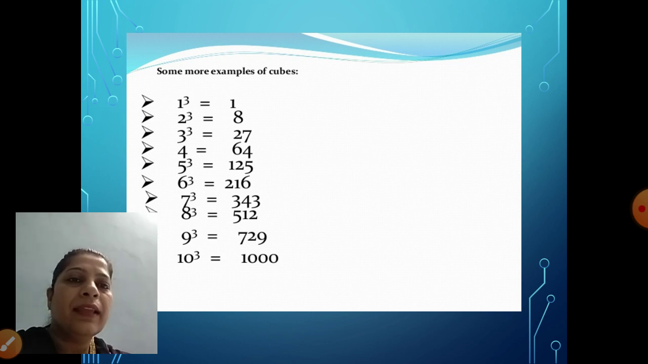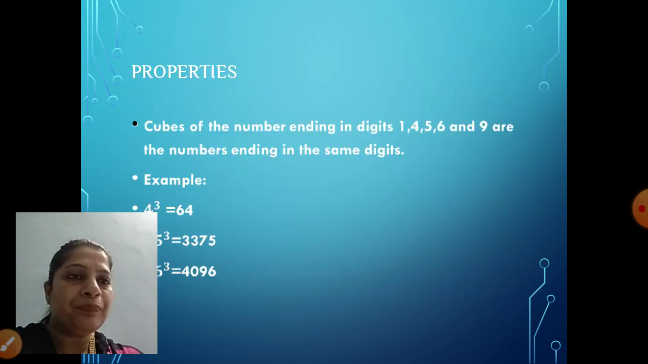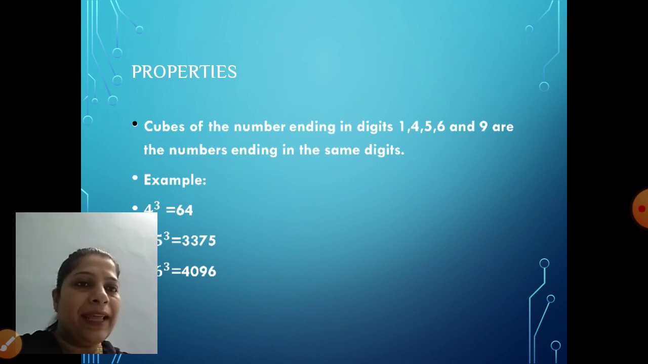And the cube of 9 is 729, so it ends with 9. It means numbers ending in 1, 4, 5, 6 and 9 have the same unit place digit in their cube. That's why the cube of 1 is 1, and the cube of 4 is 64, and the last digit is 4. Then 5 gives 5, 6 gives 6, 9 gives 9. So this is your property: the cube of a number ending in digit 1, 4, 5, 6 or 9 is a number ending in the same digit.